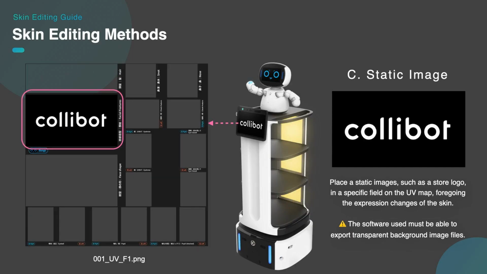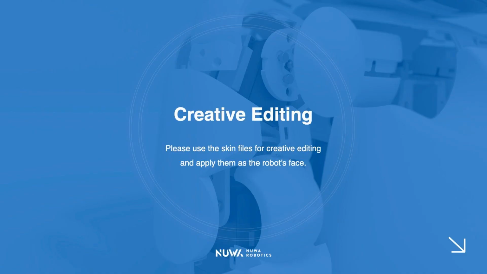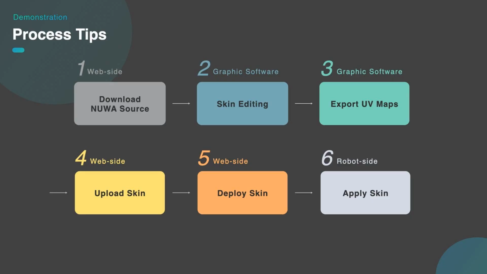The static image method is suitable for robots without a need for character expressions. Simply place the static image in the face area of UV-F1 and leave other areas blank. After we have the basic concept, let's do it together. Please use the skin files for creative editing and apply them as the robot's face. To complete this task, you need to follow 6 main steps.